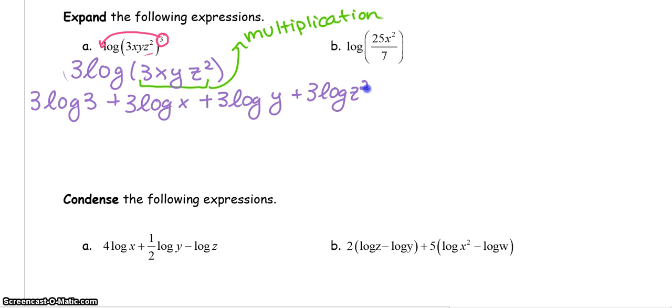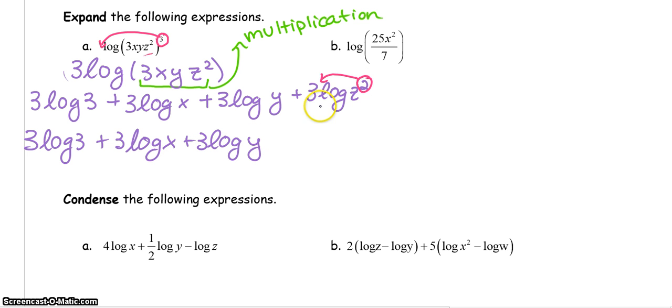of z squared. Now we want to go back and just check if there are any other exponents we need to deal with. And if the first one's good, the second one's good, the third one's good, the last one we've got z squared, so I want to bring that out. So everything else is going to stay the same. Since the 2 is coming out in front, we want to multiply it with the 3, so that becomes a 6.